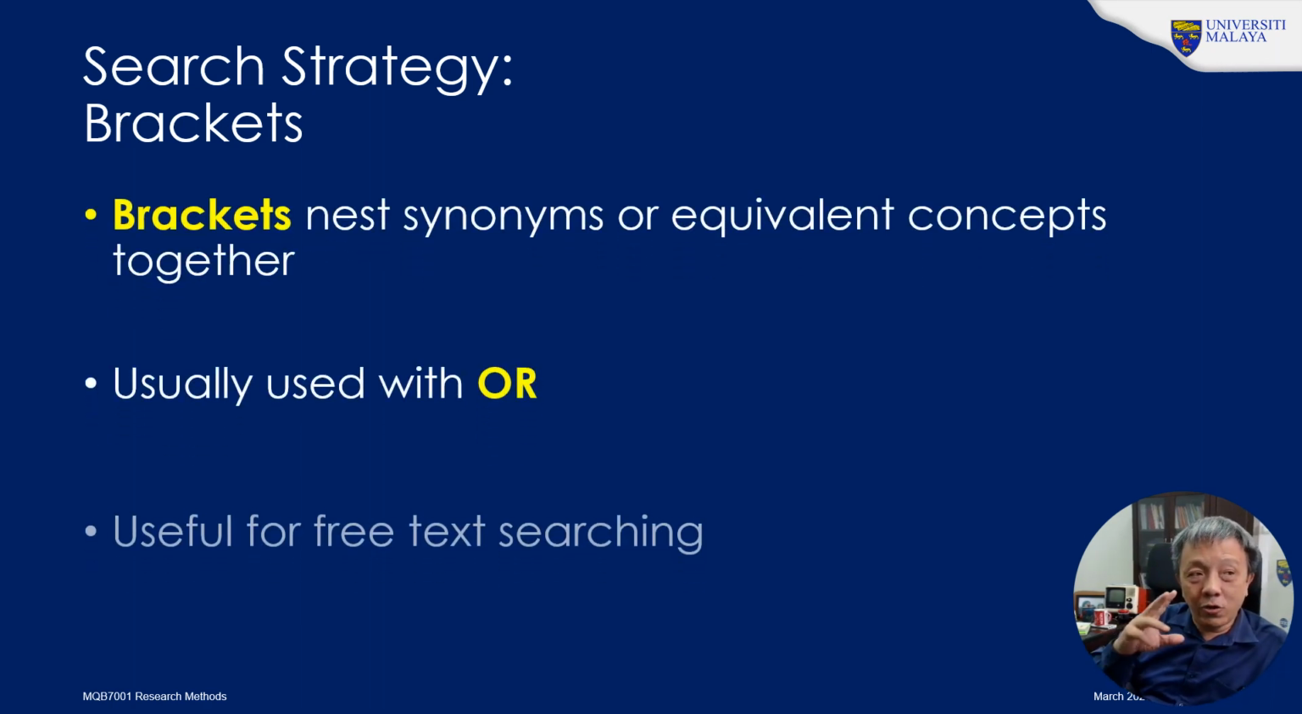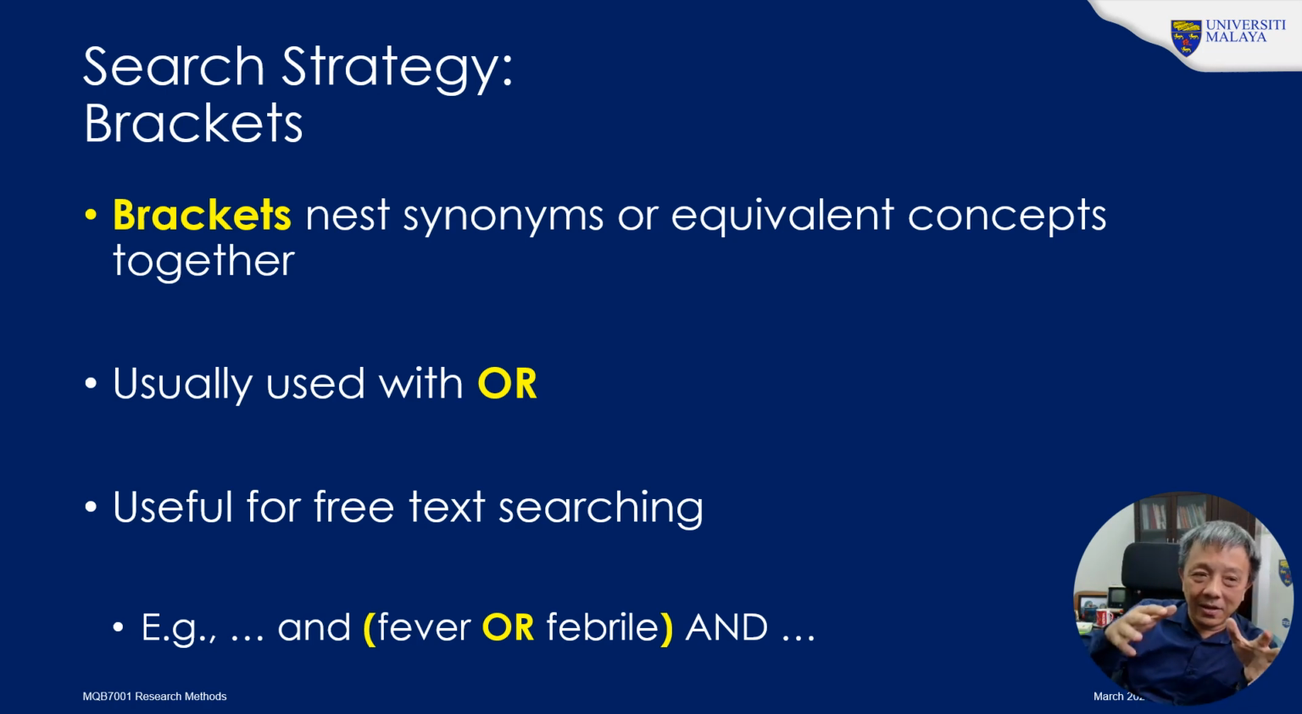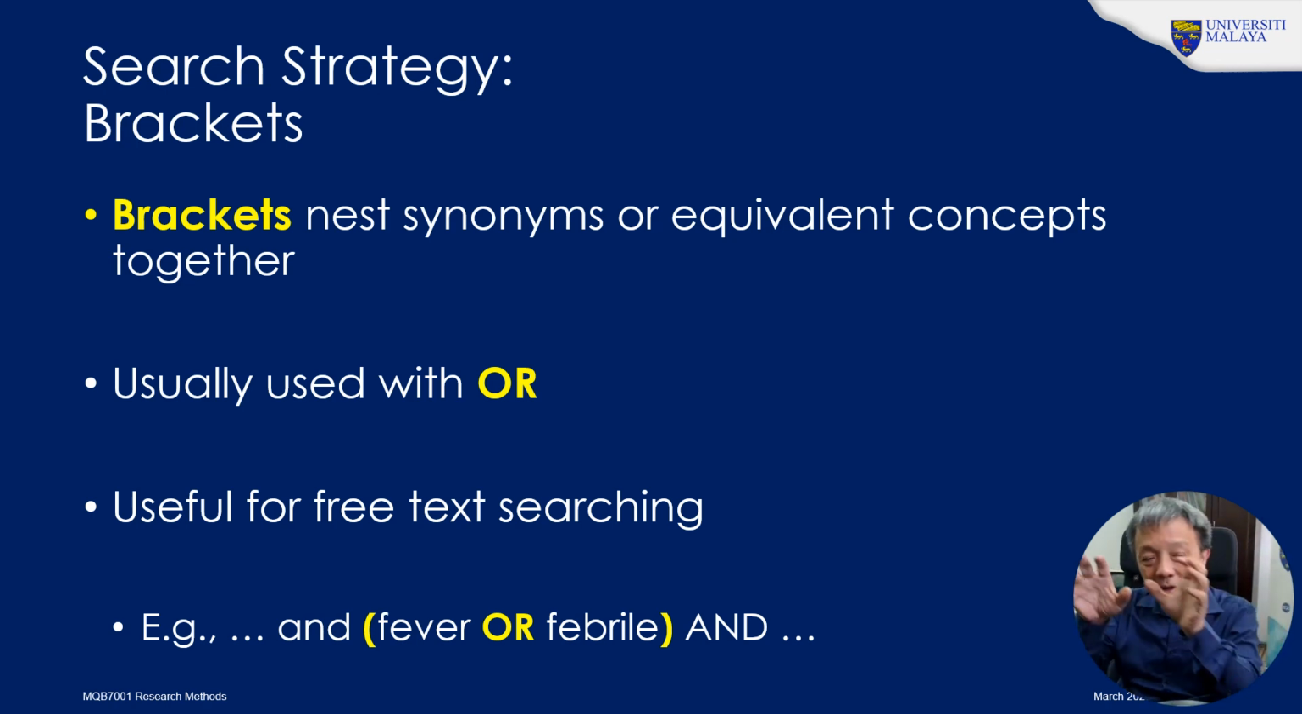In a search strategy, use brackets to nest synonyms or equivalent concepts together. All right, and usually used with an or. Useful for free text search. Example, fever or febrile. That means if either fever or febrile is present, it will be included in your search.